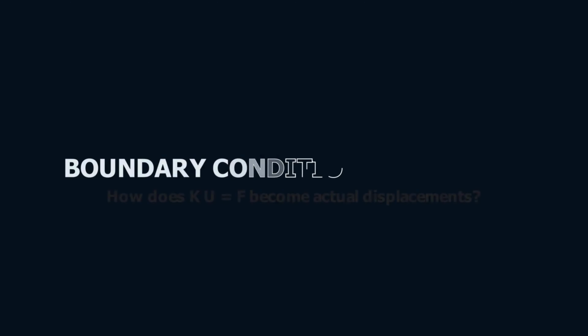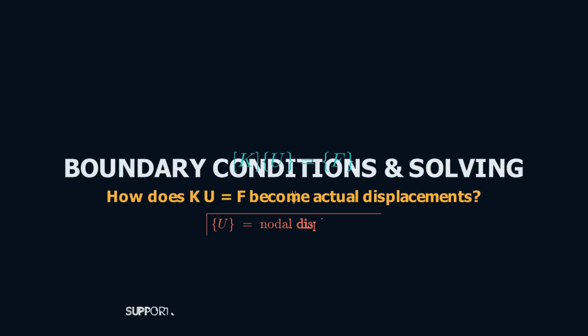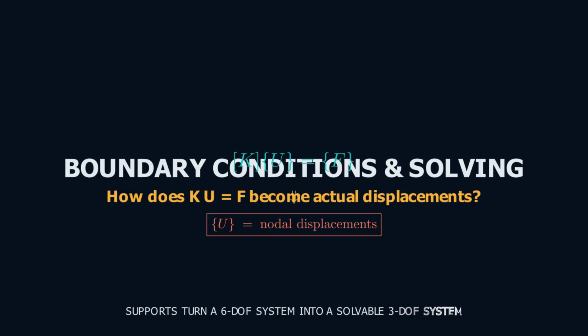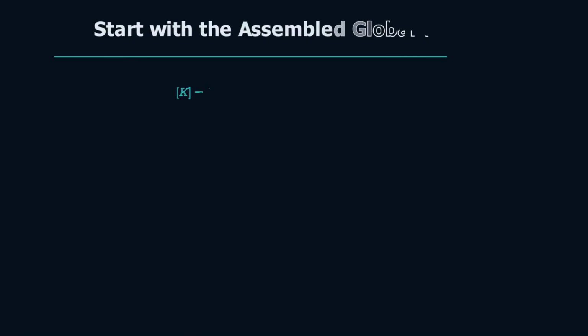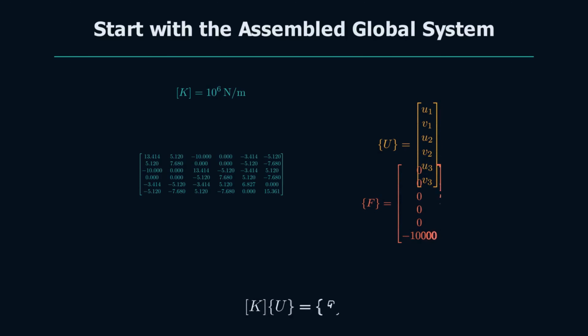In the previous tutorial, we assembled the complete 6 by 6 global stiffness matrix. But the matrix itself does not give us the displacements. We still need to apply the support conditions and solve the finite element system. Let us begin from the exact result of tutorial 5, the assembled 6 by 6 global stiffness matrix. It acts on the 6 global displacement degrees of freedom and produces the global force vector.